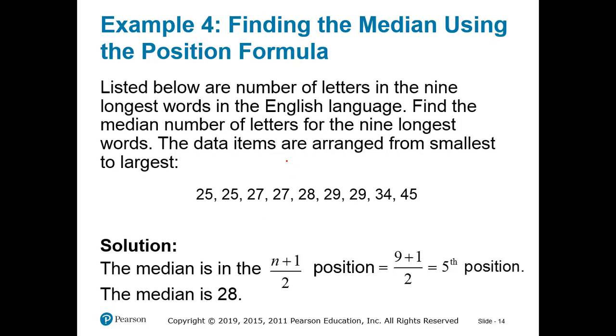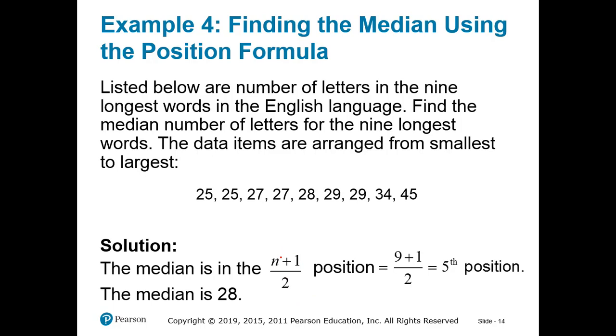In this case, we have 9 numbers, ordered from least to greatest. So it's an odd number of values, which means that there's a middle. If you want to find the middle number, the formula is (n + 1) divided by 2. This tells you the position of where you will find the median.